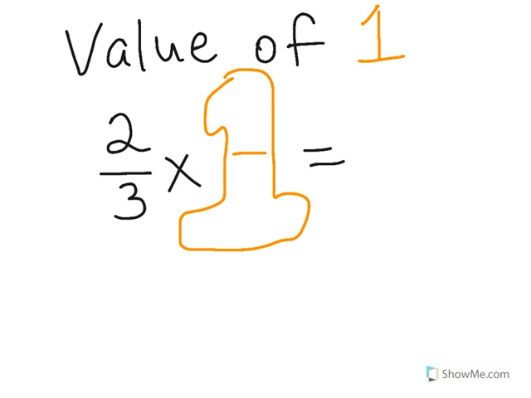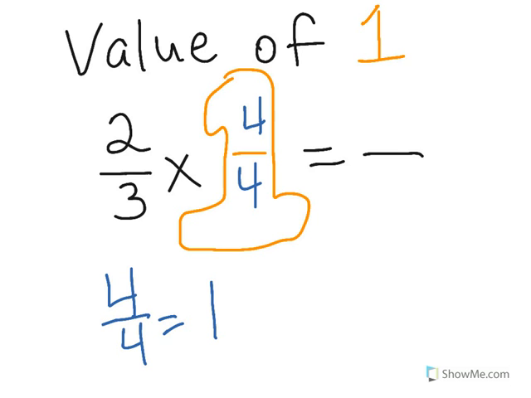So in this case, I'm going to use 4/4. We know that 4/4 when reduced equals 1. Therefore, I'm multiplying 2/3 times 1. So my fraction over here is going to be the same value as 2/3, but it's going to be an equivalent fraction. 2 times 4 is 8. 3 times 4 is 12. I've now created an equivalent fraction by using the value of 1.